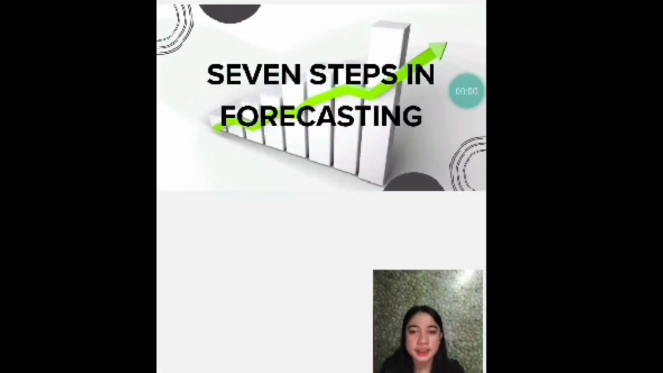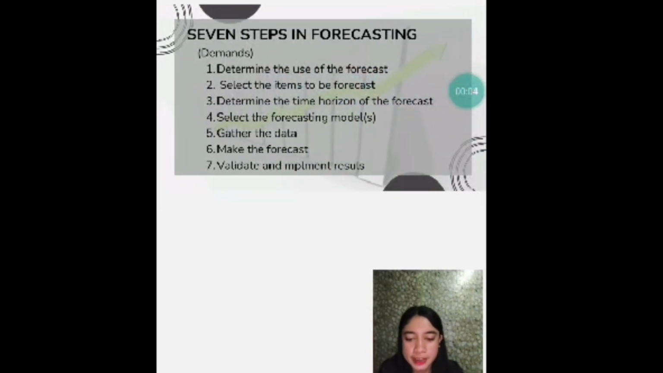Thank you. Seven steps in forecasting. So first is determine the use of the forecast, or decide why you need the prediction. For example, do you need to know how many products to produce next month, the short term, or how large your new factory should be, the long term? So this choice controls everything else.